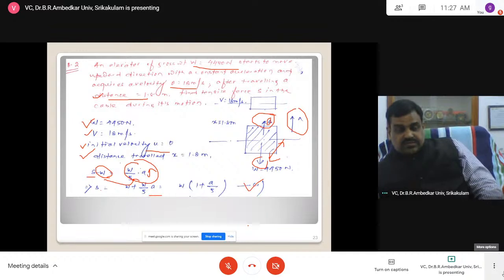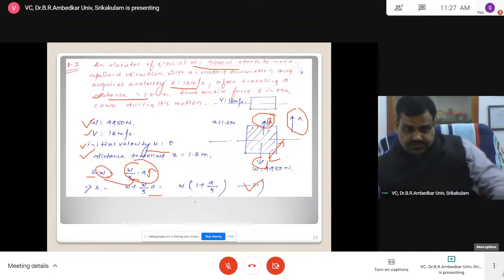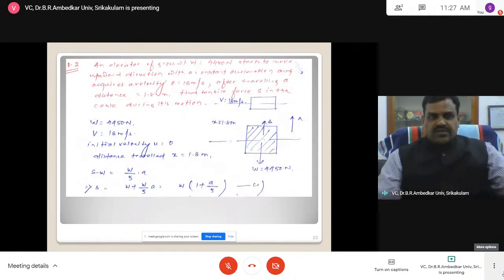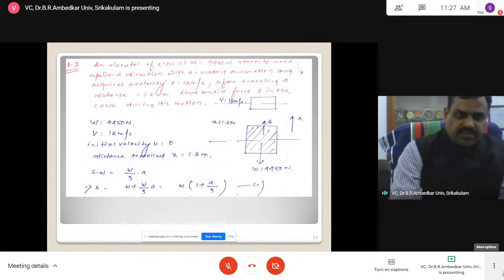This is the basic equation. This is how generally we will consider any number of problems in the simple way. Now let us see a little bit more complicated problem.